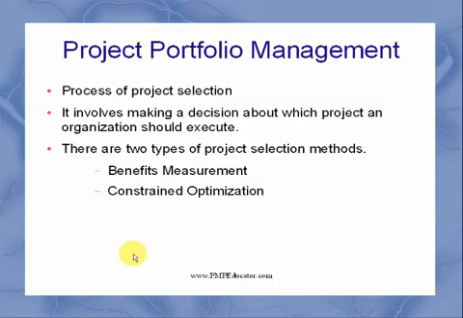The other thing we are going to discuss in this lecture is project portfolio management, which is a process of project selection. This involves making a decision about which project an organization should execute. There are 2 types of project selection methods. The first is benefits measurement, and the other is constraint optimization. We'll go through these two in more detail in the next lecture. And that's all I have for the first lecture of project scope management.